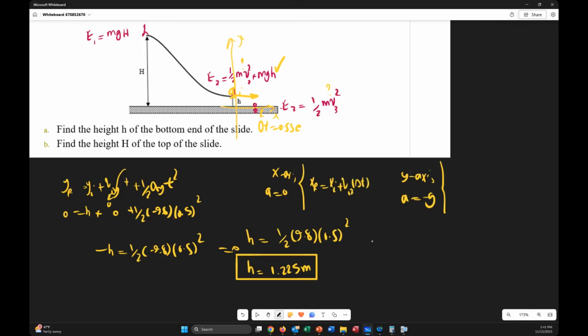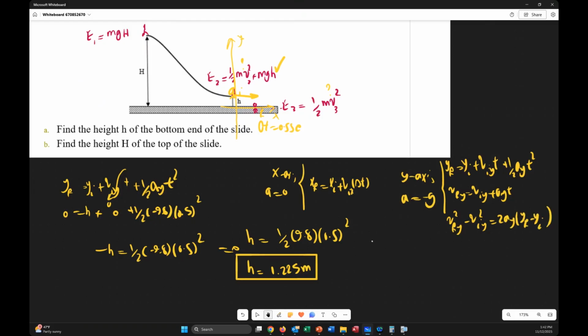Good? In the y-axis, we have three equations. yf equals yi plus viy t plus 1/2 ay t squared. What is the other equation? vfy equals viy plus ay t. Good. What is the last one? vf squared minus vi squared equals 2 ay times (yf minus yi).